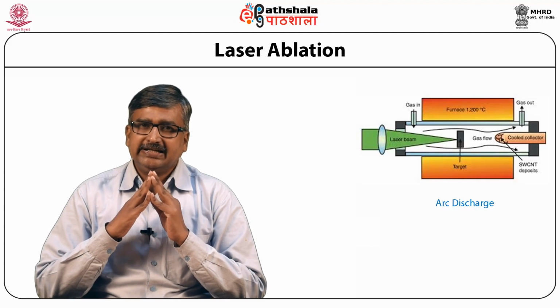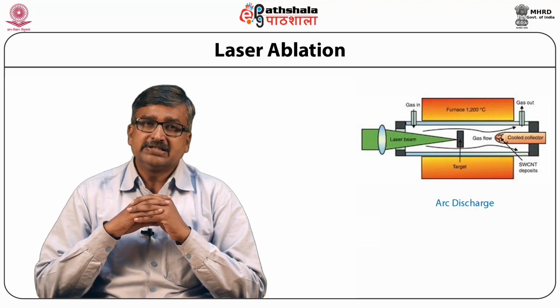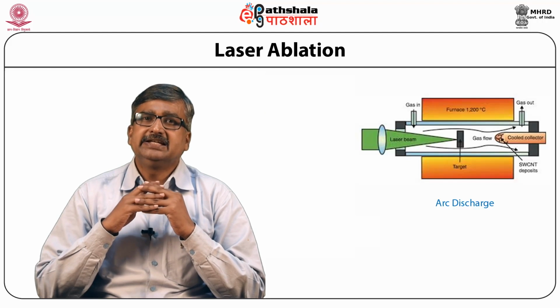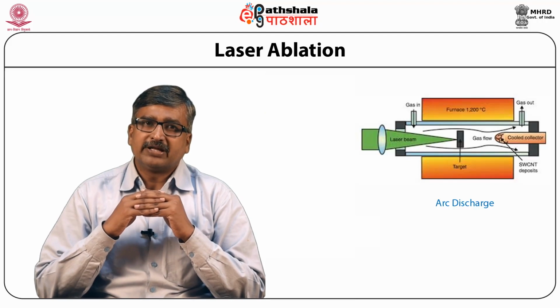The typical yield in this case is quite high, around 70%. This single wall carbon nanotube, known as SWCNT, forms in long bundles of tubes which are 5 to 20 micron in size with individual diameter from 1 to 2 nanometer. So this method really gives very good quality single wall nanotube with a yield of 70%.